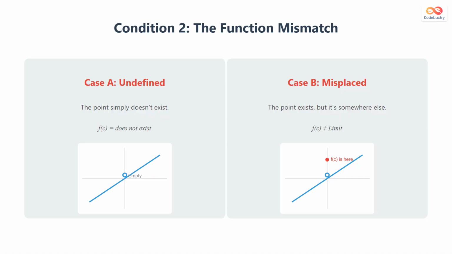So if the path agrees, what's the problem? The problem is the destination itself. There are two scenarios. Case A is where the function is simply undefined at that point. It's empty. Case B is where the point exists, but it's been moved to a different height. In both cases, the actual value of f of c is not where the limit says it should be.